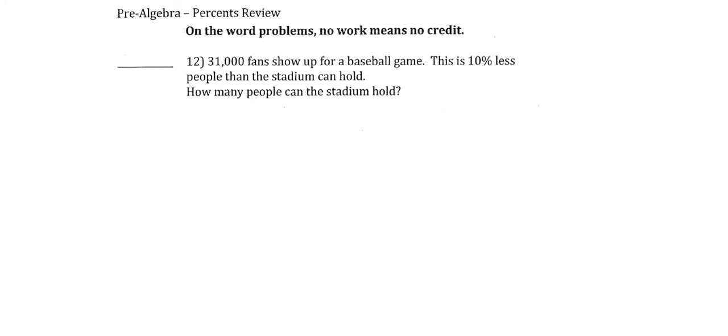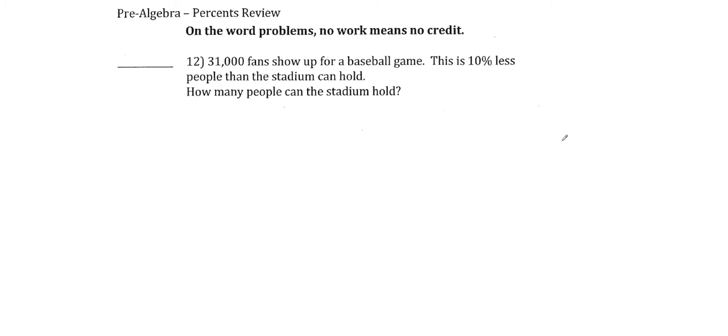Alright, here we go. We're looking at the pre-algebra review for the percents test. We're going to be doing the word problems here, so this will be number 12 through 20 on your review packet. Number 12 here says 31,000 fans show up for a baseball game. This is 10% less people than the stadium can hold. How many people can the stadium hold?